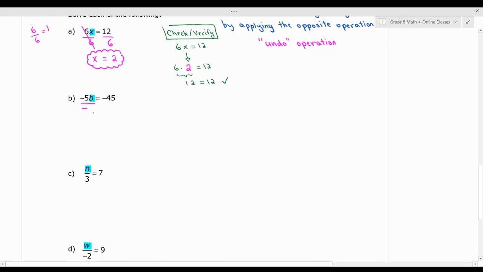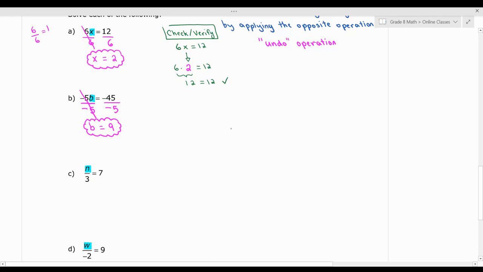So I'm going to divide this side by -5, include the sign. So that's negative, divide by negative. These two will cancel out. Whatever you do to one side, you have to balance out. So divide that side by -5, and we will get b is then going to equal -45 divided by -5. I should get b is equal to 9.